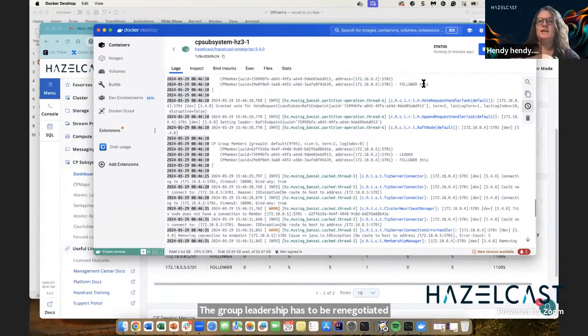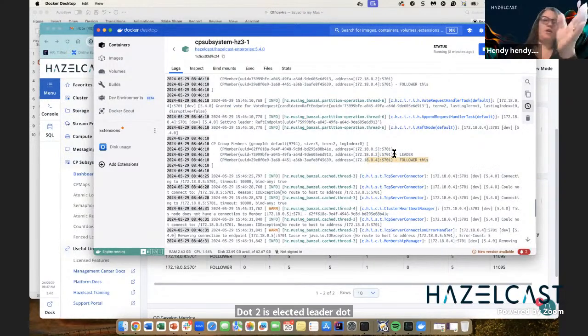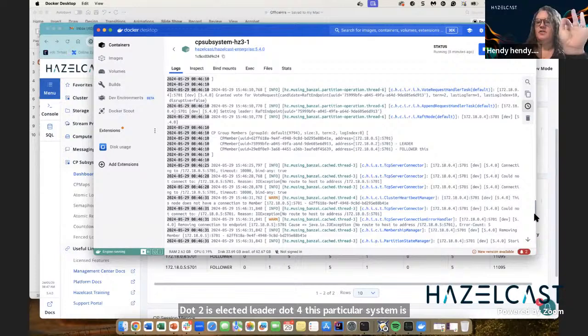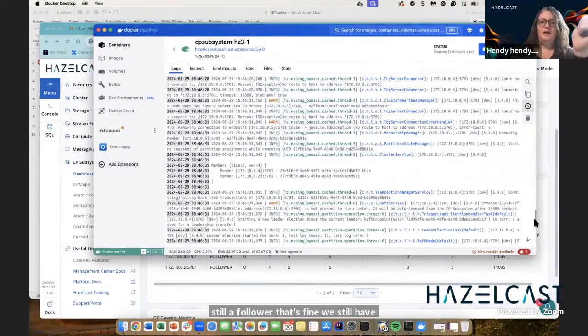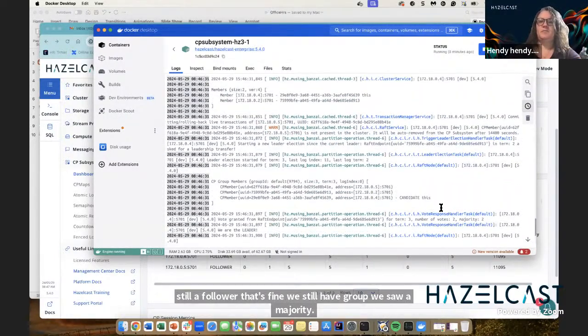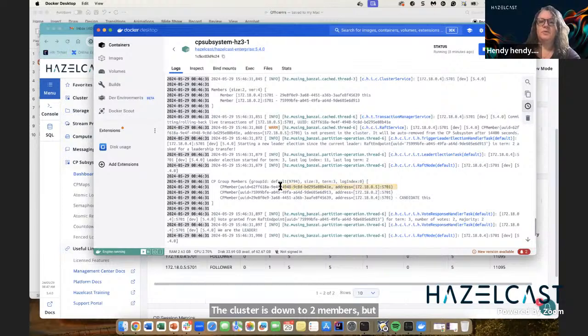So that's what we're looking at here: there's a conversation between the two remaining cluster members. 0.2 is elected leader. 0.4, this particular system, is still a follower. That's fine. We still have majority. The cluster is down to 2 members, but notice that the CP group is still keeping track of this member 0.5. And I said that we're going to retain group membership in memory until we either manually remove it or it times out. The default timeout for that is 4 hours.